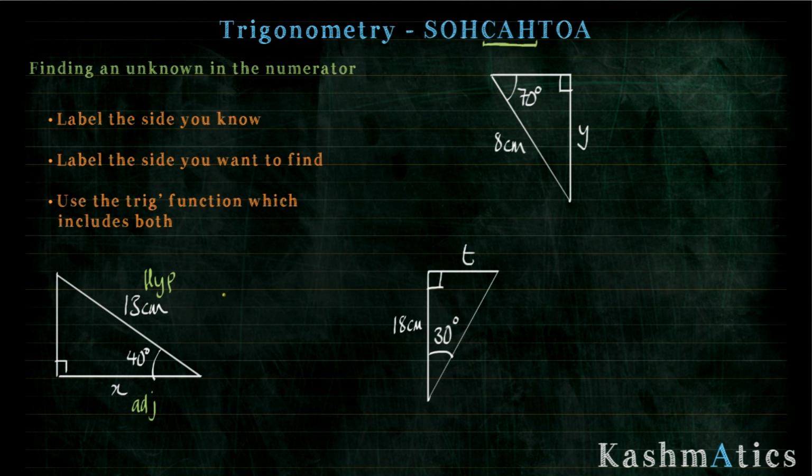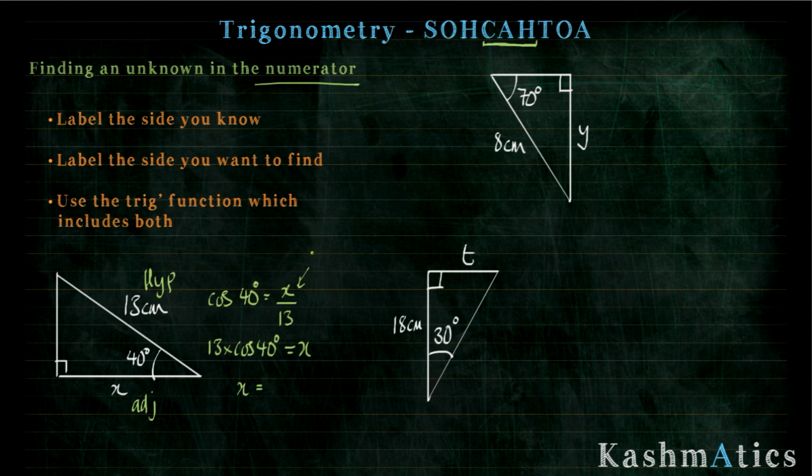And the way I write it out is this: the cosine of 40 degrees. Remember, cosine has to be written with the angle. So that's the angle. Cos 40 equals the adjacent, which is x, divided by the hypotenuse, which is 13. Now, I did say we're finding an unknown in the numerator, and that's what's happened here. So the unknown quantity is in the numerator. So all I need to do is get rid of the 13 from the bottom here by multiplying the other side by 13. So 13 times cos 40 is equal to x, and I just type that into my calculator.